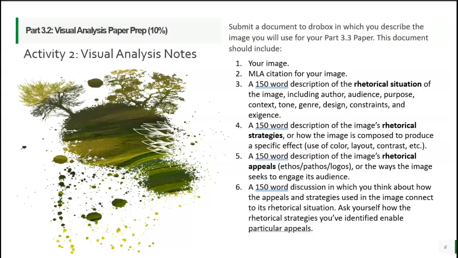You're going to ask yourself how the rhetorical strategies you've identified enable particular appeals. So how does the visual rhetoric used, how does the color used, the layout, the text, the contrast, encourage us to feel a certain way, like a pathos appeal, encourage us to think certain things, a logos appeal. I know a lot of this seems overwhelming because you haven't done the Unit 3.1 work of understanding these concepts, but that'll set the foundation for understanding these concepts.